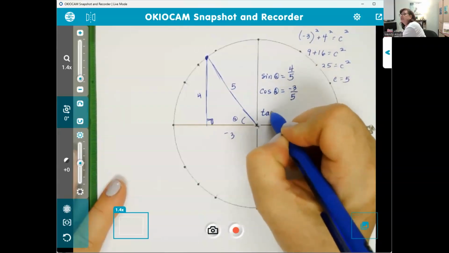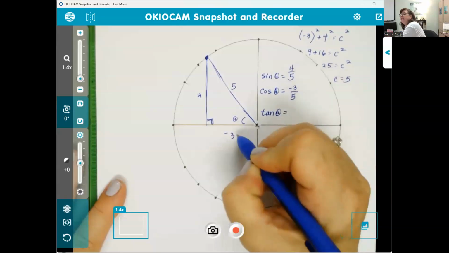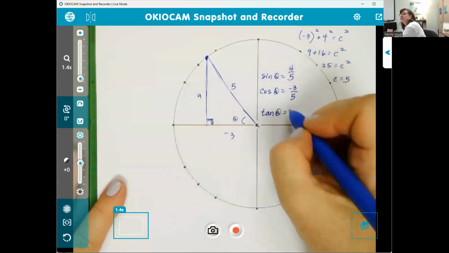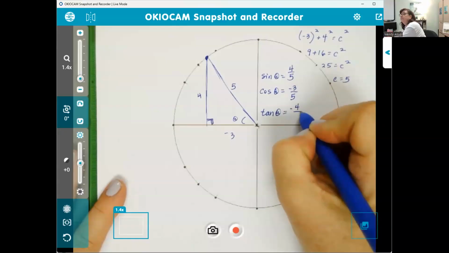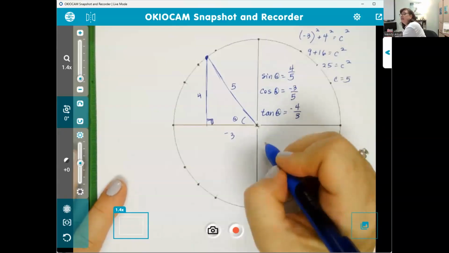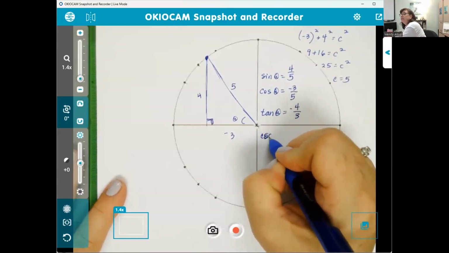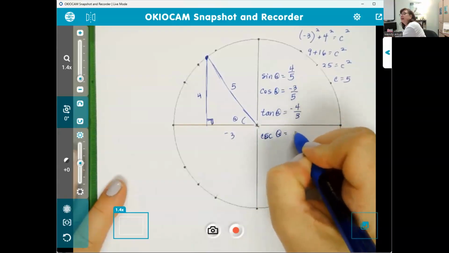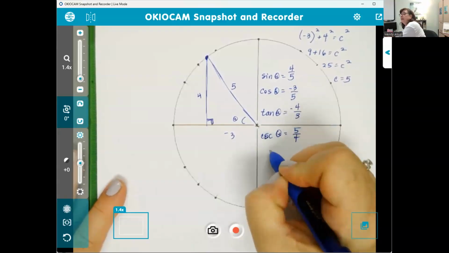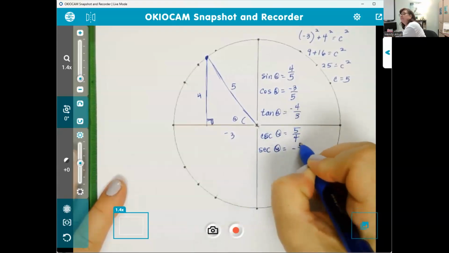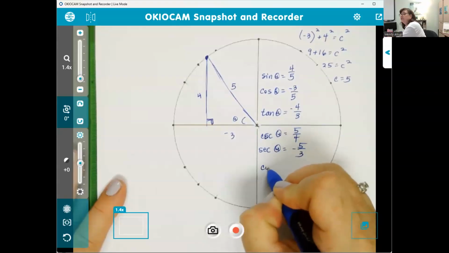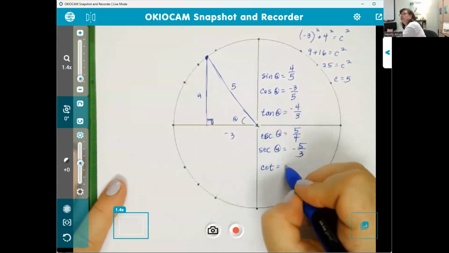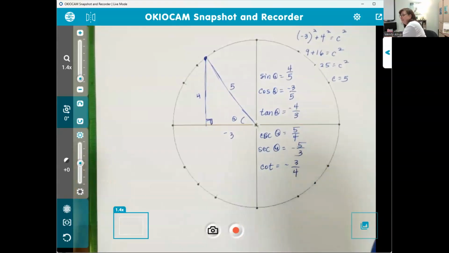The tangent will be the opposite over the adjacent. The cosecant will be the reciprocal. Cosecant will be the reciprocal of the sine, so 5/4. The secant will be the reciprocal of the cosine, so -5/3. And the cotangent is the reciprocal of the tangent, -3/4. That was easy peasy, lemon squeezy.